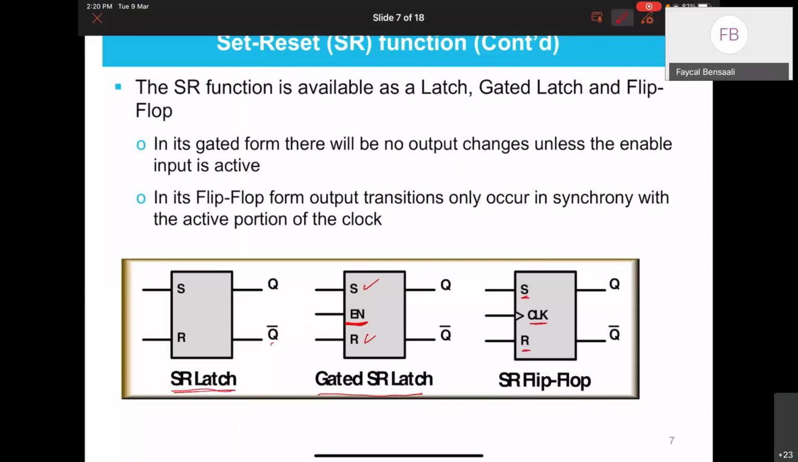We have what we call the clock. I told you for flip-flops, we have a clock. And the clock is a square wave or square signal: 0, 1, 0, 1, 0, 1, continuous.